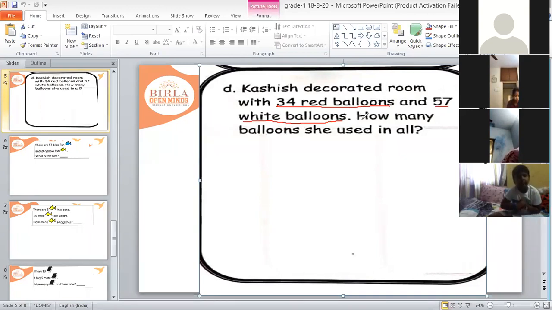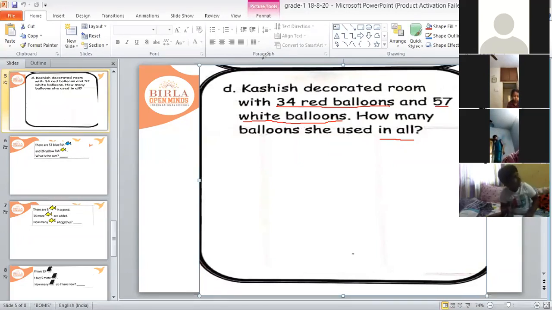So now the question is, how many balloons did she use in all? Now again, see here, the word "in all" is there. This means you have to do addition. You have to add these given numbers. But before adding these two numbers, we have to write the statement for this word problem, right? So we'll be writing the statement.